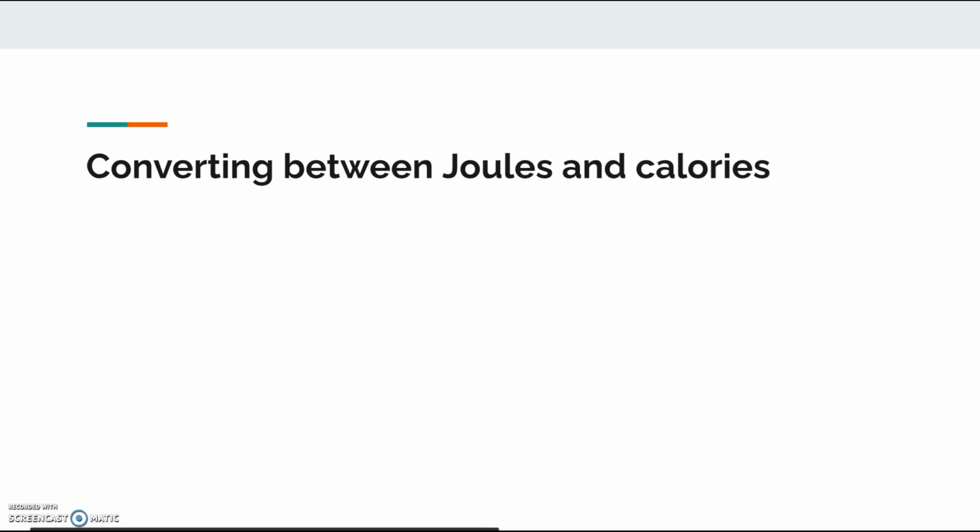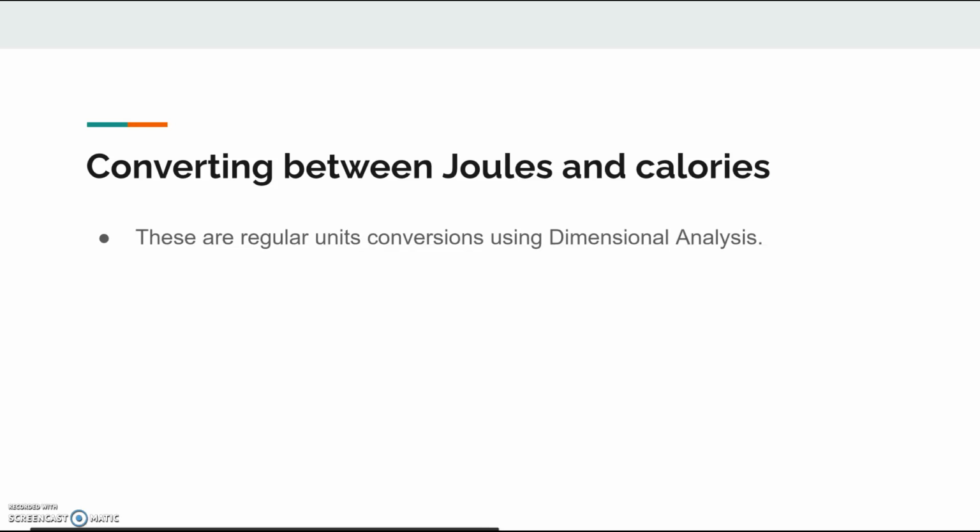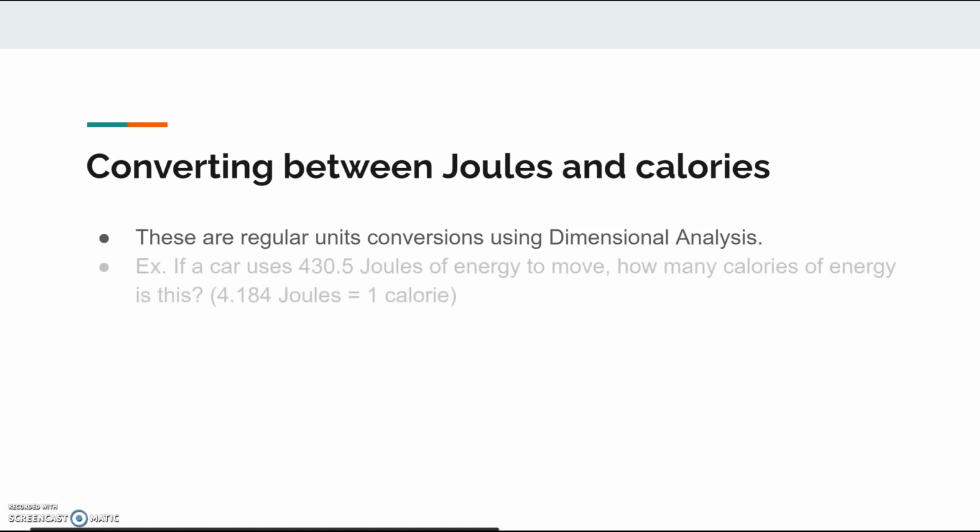In this lesson, you will be required to learn how to convert between the three different energy units that we've just gone over. To do this, you will use the regular rules that you have understood and learned through our previous unit of dimensional analysis. For example, if a car uses 430.5 joules of energy to move, how many calories of energy is this? Where 4.184 joules is equal to 1 calorie.